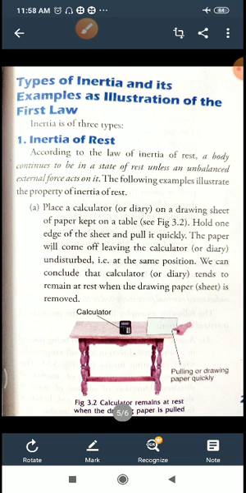The following example illustrates the property of inertia of rest. Place a calculator or diary on a drawing sheet of paper kept on a table. Hold one edge of the sheet and pull it quickly. The paper will come off, leaving the calculator or diary undisturbed, that is, at the same position. We can conclude that the calculator or diary tends to remain at rest when the drawing sheet is removed. Because of inertia of rest only, it is possible. Even if we pull the drawing paper quickly, the calculator or diary will not move anywhere. It will remain at rest at the same position. This is an example of inertia of rest.